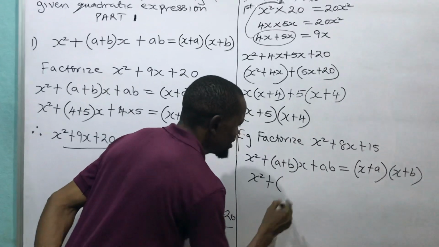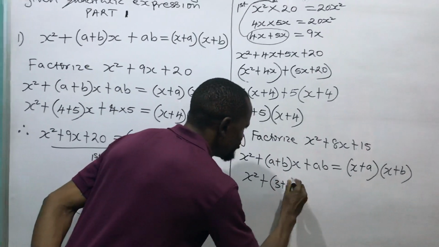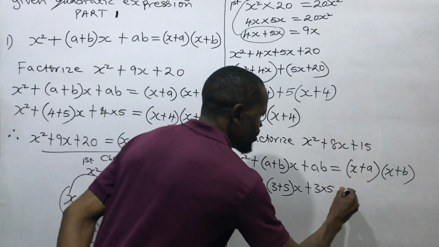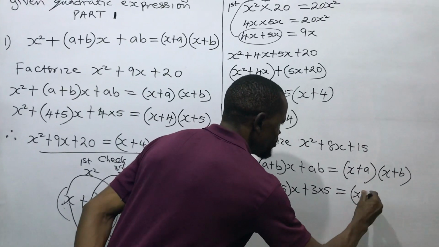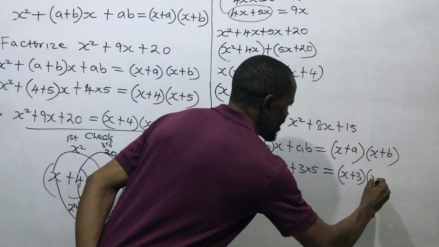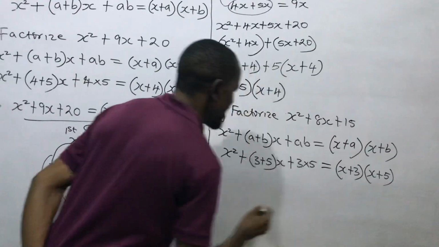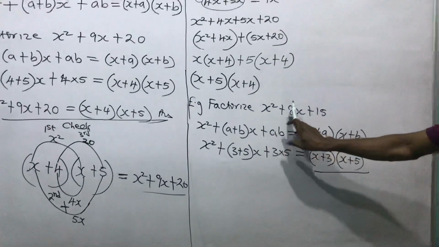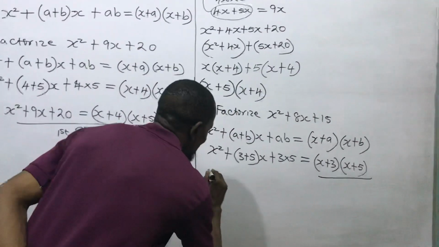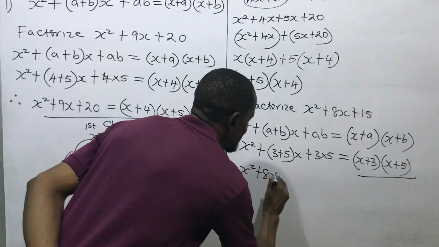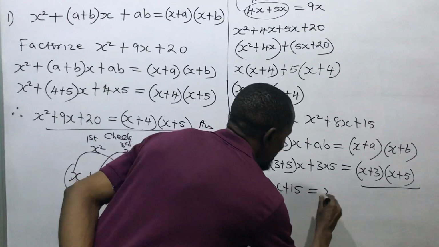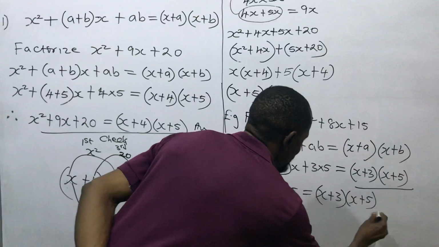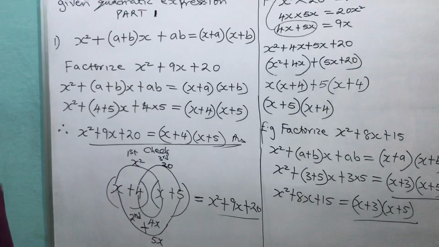What will I do to have 8? I have 3 plus 5 will give me 8. And the same 3 times 5 will give me 15. And I would say that this will give me x plus 3 into x plus 5. And my answer becomes this. That's my answer. I'll factorize this. That means that I can now say that x squared plus 8x plus 15 is equal to x plus 3 into x plus 5. And that's it.